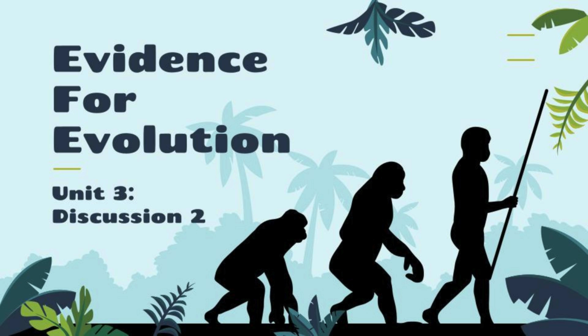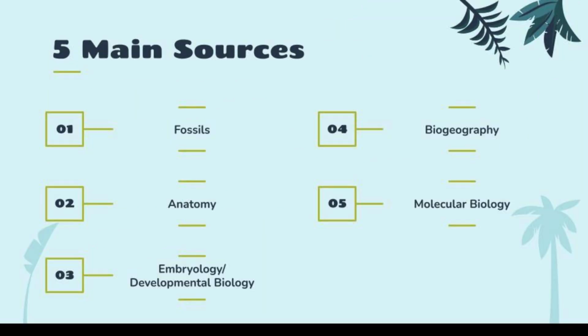All right, guys, welcome back for Unit 3, Discussion 2, Evidence for Evolution. This is going to be a large bulk of this unit and covers some of our main standards here. So we have 5 main sources that we're going to talk about. We have fossils, anatomy, embryology and developmental biology, biogeography, and molecular biology.